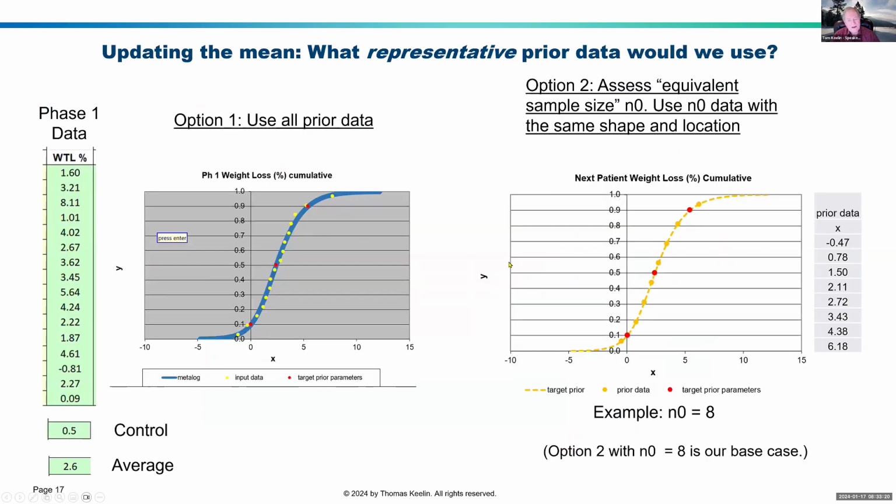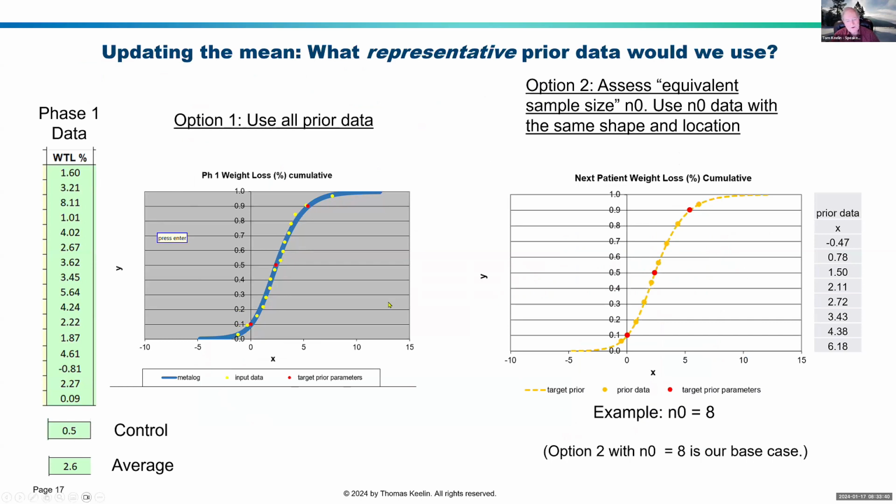Now, I said I would say, what does it mean? What representative prior data would we use? Well, there are a couple options for that. One option is to use all the prior data. Here's all the prior data. You could stick all those in, and that would be just fine. There's nothing wrong with that at all, and it would make sense.